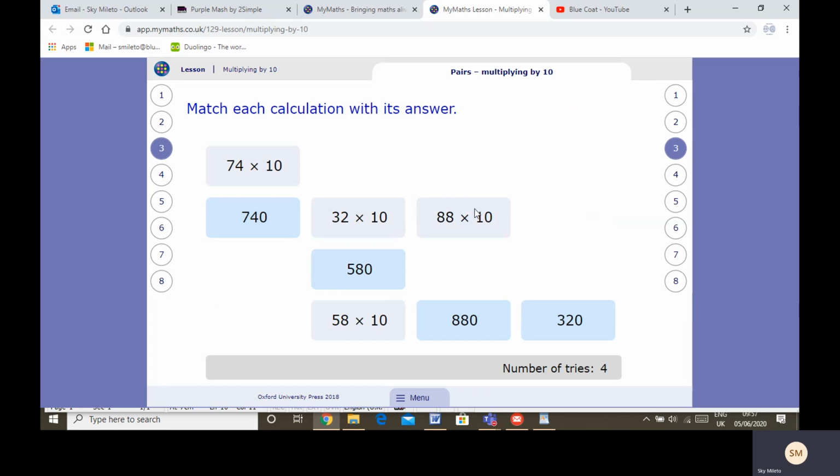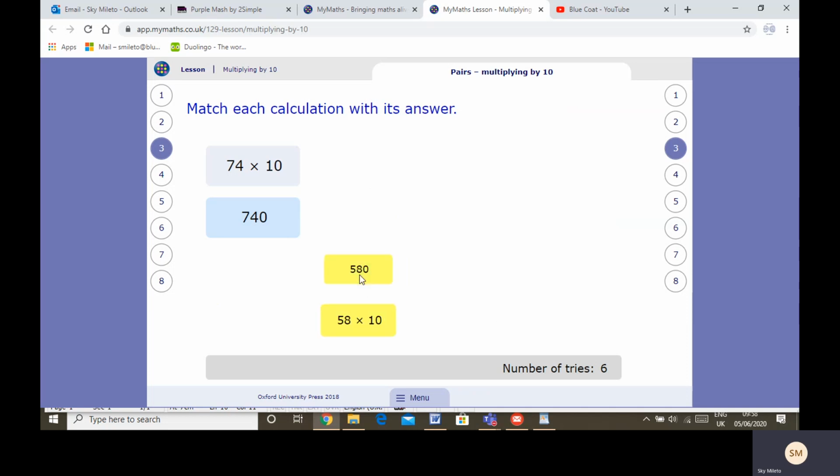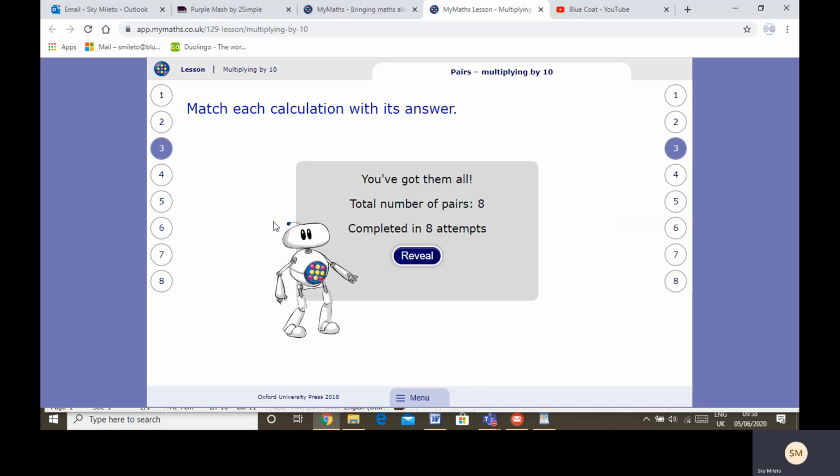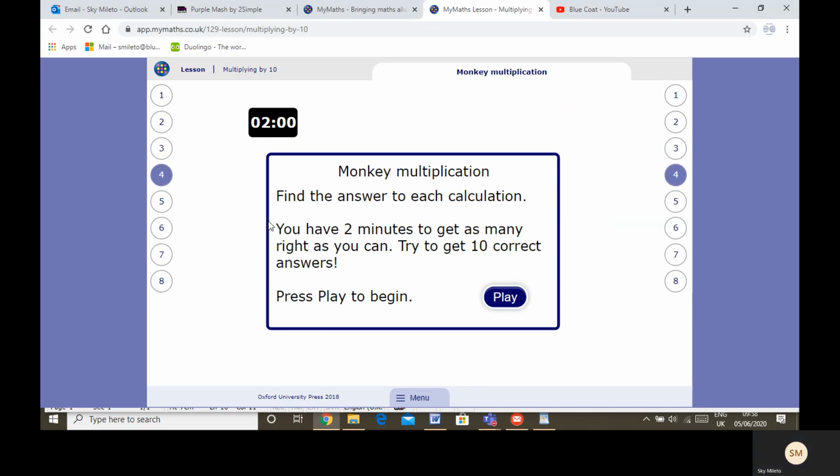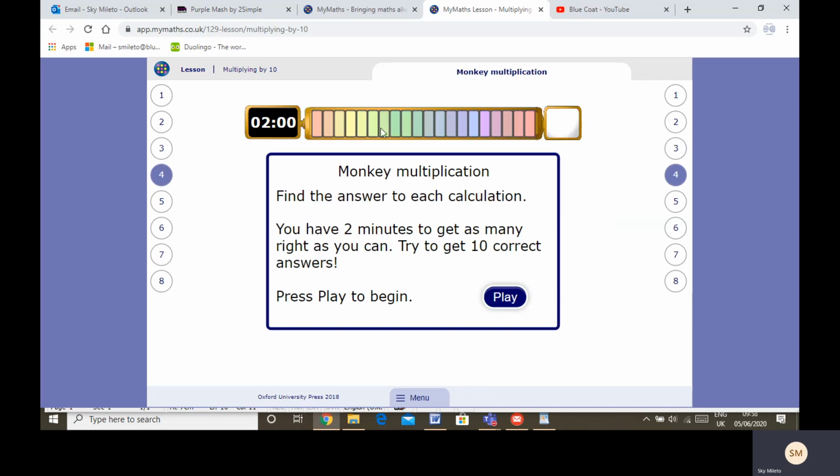So 88 times 10. Remember, every time it's just the tens shifting into hundreds, the ones shifting into tens, and then a 0 on the end. 880. 32 times 10, 320. 58 times 10, 580. And therefore 74 times 10 must be 740. So you can have a go to see how many answers you can get in your monkey multiplication. Okay, see if you can get all 10 correct answers within 2 minutes.